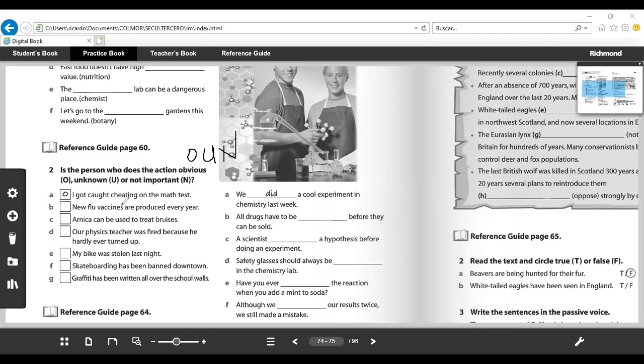Now the next one. New flu vaccines are produced every year. Now what is this? Obvious, unknown, or not important? Not important. Now the next one, letter C. Arnica can be used to treat bruises.